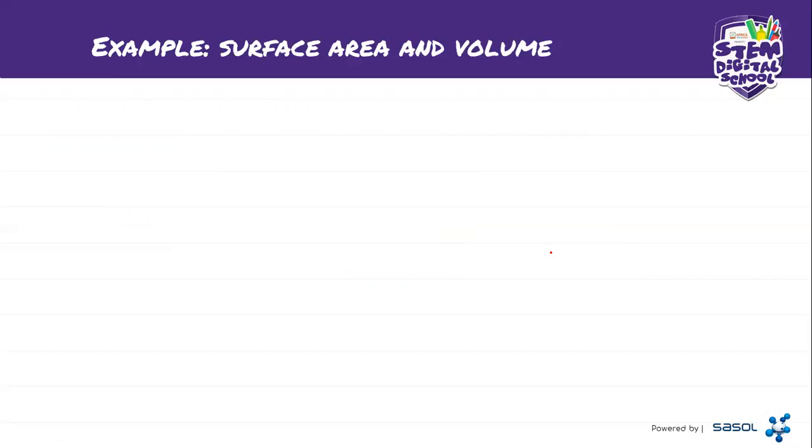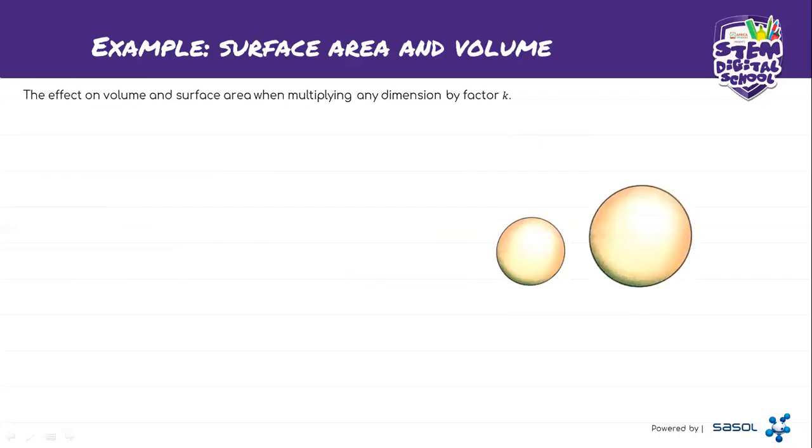Another example under surface area and the volume: the effect on volume and surface area when multiplying any dimension by the factor of k. Now let's get an example. A sphere has the radius of 12, and the radius of the sphere is multiplied by the factor 3. Then let's see what is going to happen if we multiply our radius by the factor of 3.